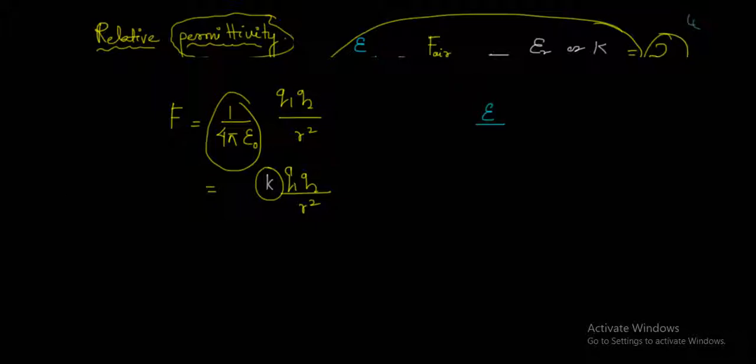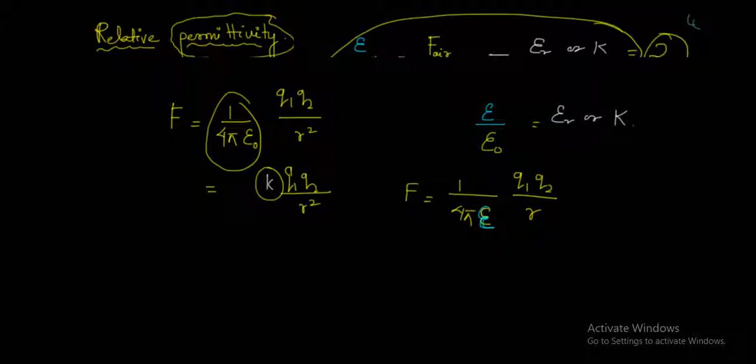The ratio of the permittivity of a medium to the permittivity of free space is known as relative permittivity, epsilon r, or capital K. So the formula becomes F equals 1 by 4 pi epsilon times q1 q2 by r square, when you have two charges placed in a medium with permittivity epsilon.